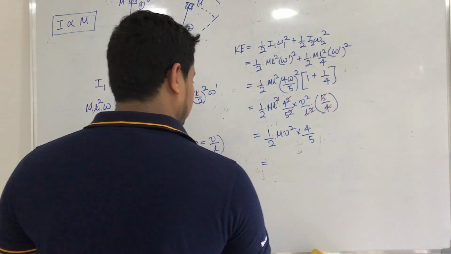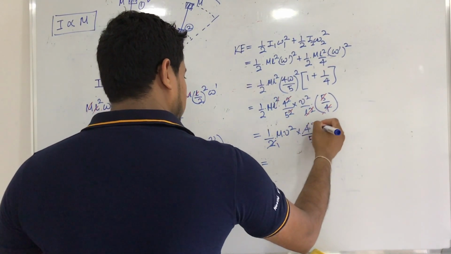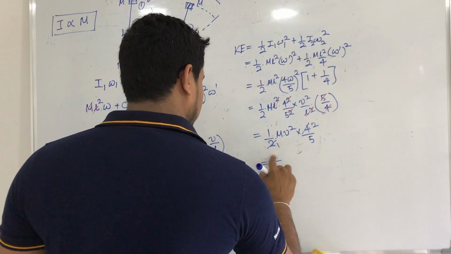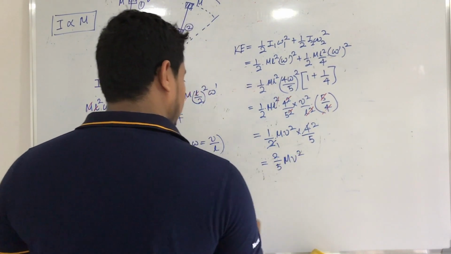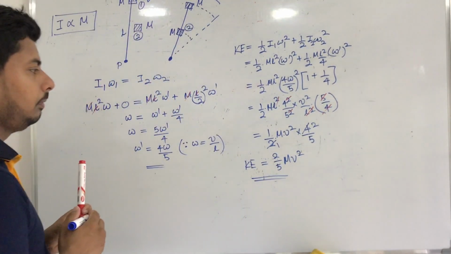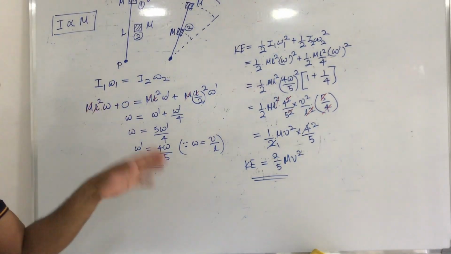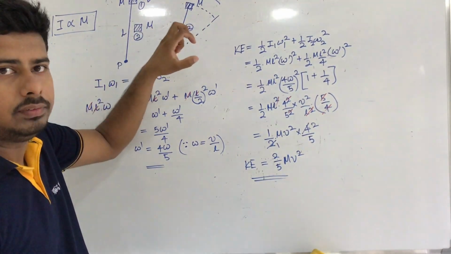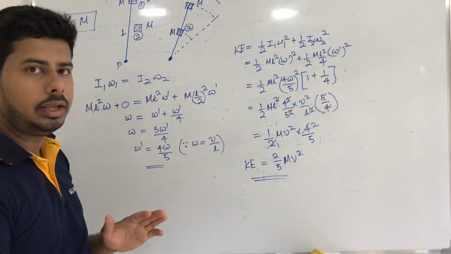Now you can cancel out. Here you have 2, here you have 4, so you can cut this, 1 to 2. Then you have 2 over 5 m v square. So this is the kinetic energy of the whole system. Right? So it is not that difficult, there's just a bit of simplification. What I did was I found the final angular velocity because that is common for both objects, then I wrote down the kinetic energy.